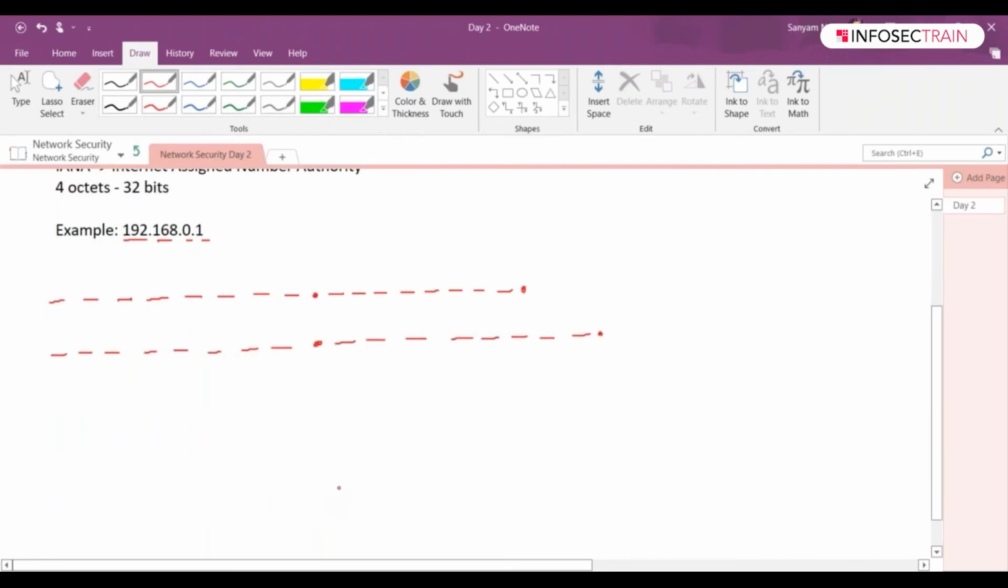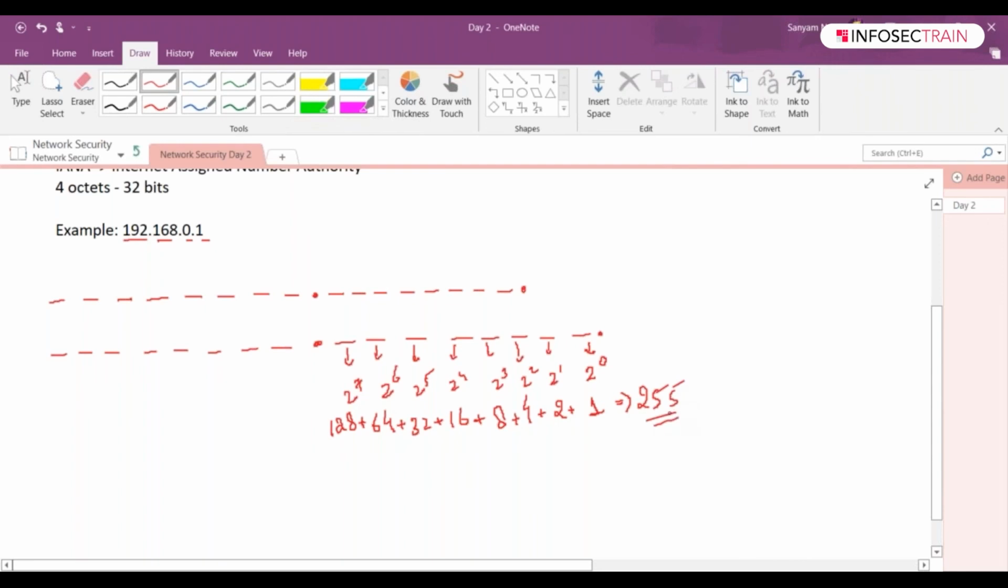When we convert them into decimal format, I'm taking one octet as an example, this is referred to as 2 to the power 0, right? The very first one, isn't it? Then 2 to the power 1, 2, 3, 4, 5, 6 and 7. If we calculate these things, what is 2 to the power 0? 1, right? 2 to the power 1 equals 2. This will be 4, 8, 16, 32, 64, 128. If we add all of these things, what will be the number? 255. That is the reason we get 255 as the maximum value.